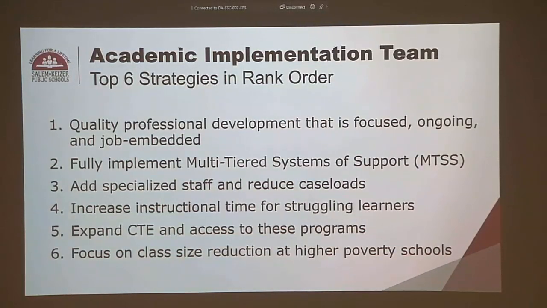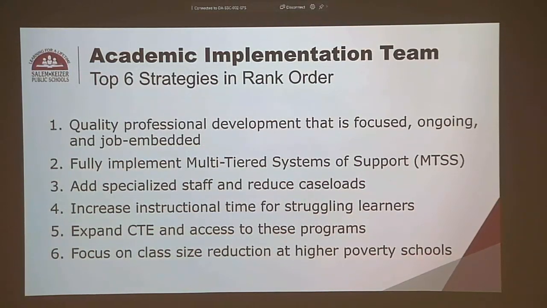We heard a lot about expanding CTE and access to these programs. And those of you who participated in the listening sessions, we heard a lot about this in our community as well. And so we have some barriers to accessing CTE classes that we talked about with the academic implementation team that are important for us to address. Again, it's that notion of access across our system.